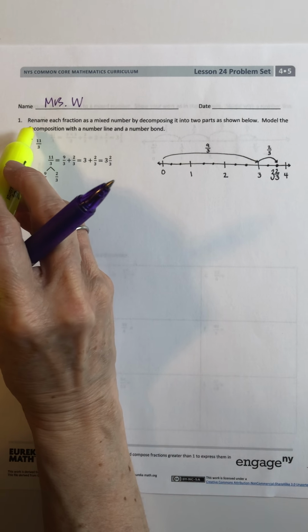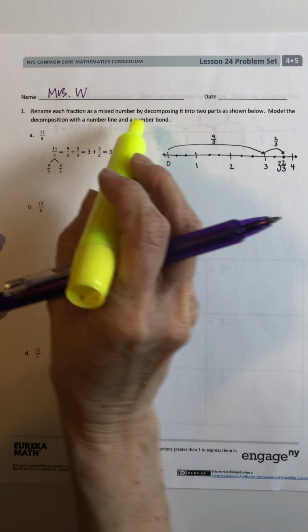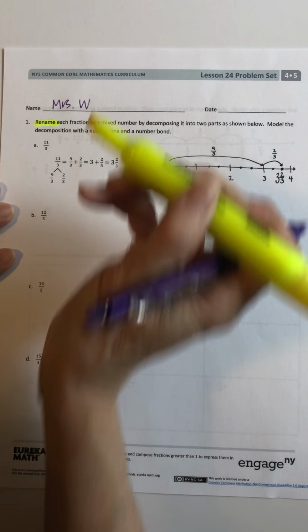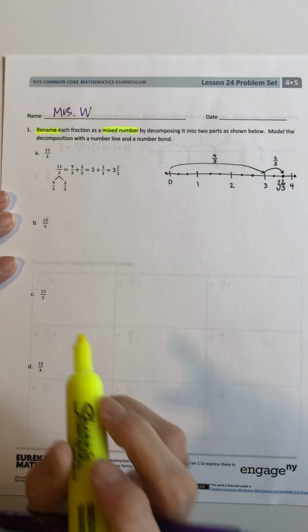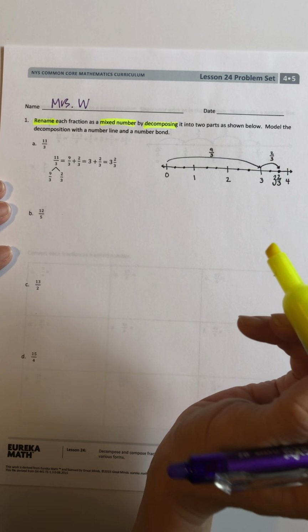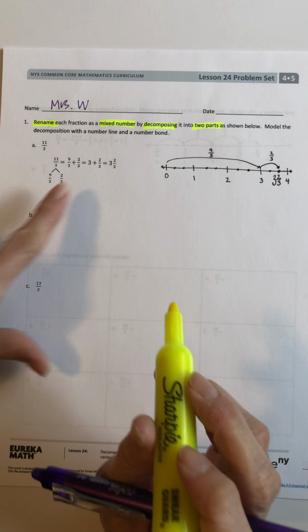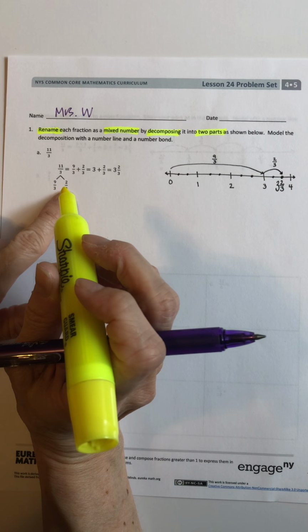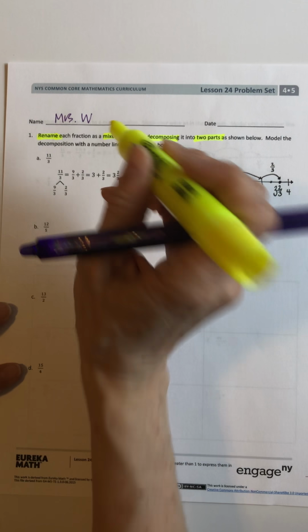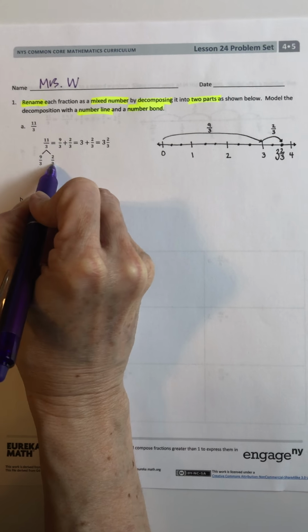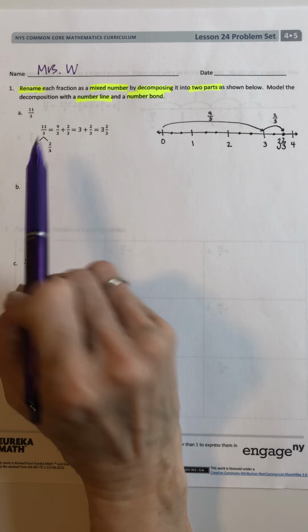So here we go. Rename each fraction as a mixed number by decomposing it into two parts as shown below. So we will rename it as a mixed number. Then we have to decompose it into two different parts, which is the equation part and the number line, and we want to model it. Here are your two parts that we're decomposing the improper fraction, and the modeling is a number line and a number bond. So the two parts comes here, the number line and number bond is here.